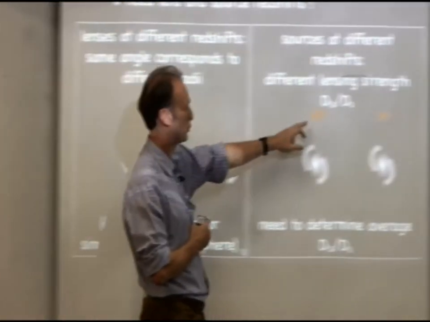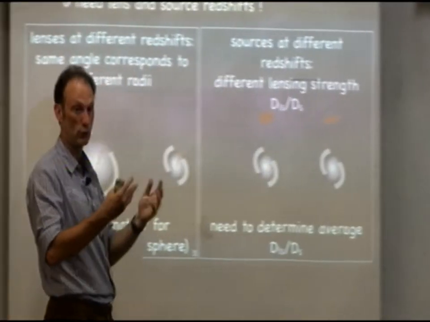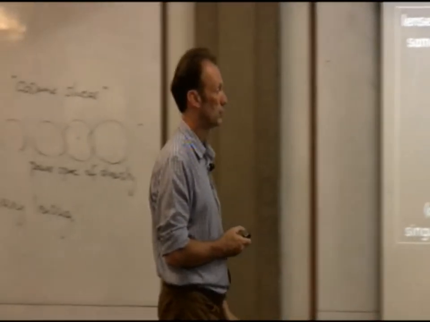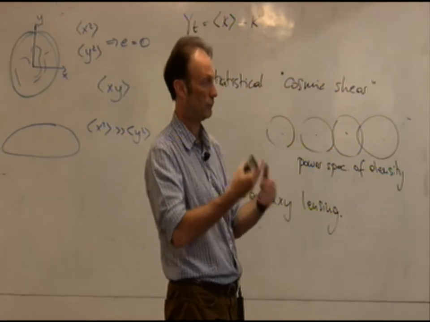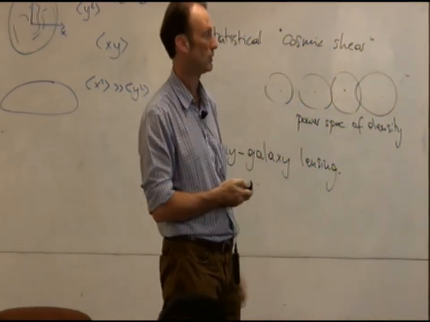And also you can have sources at different redshifts, and that means different sources are more or less strongly lensed by this D_LS over D_S factor. Every source has its own critical density. Again, you have to average these things.